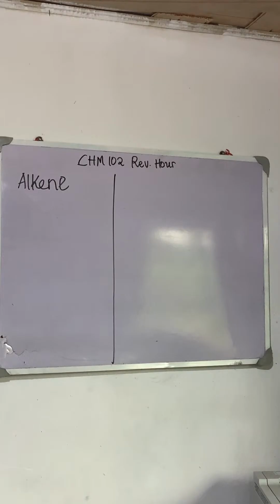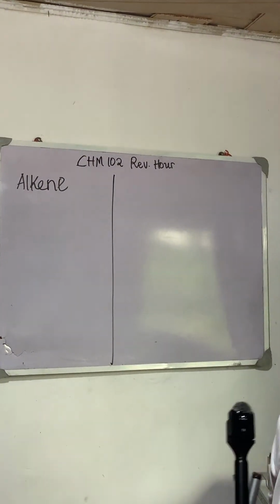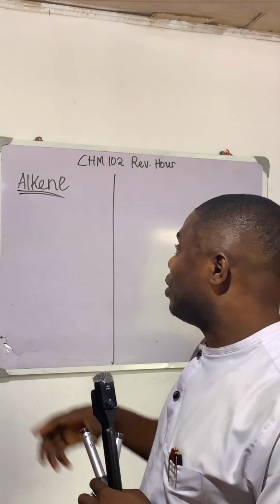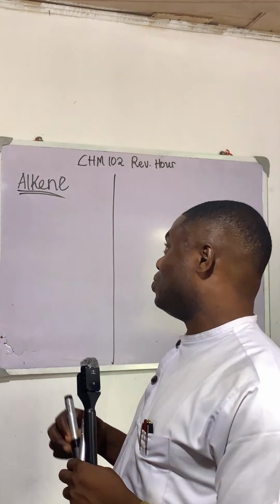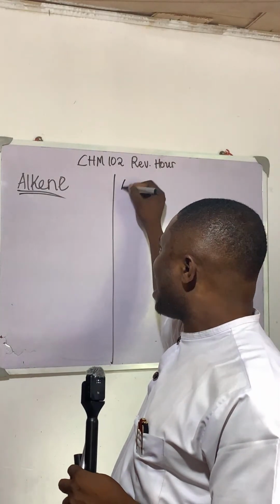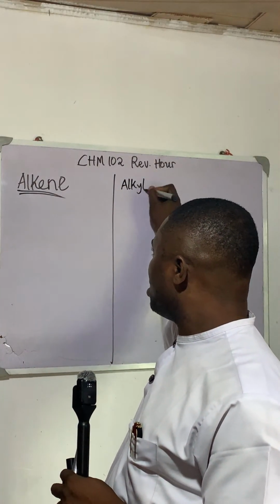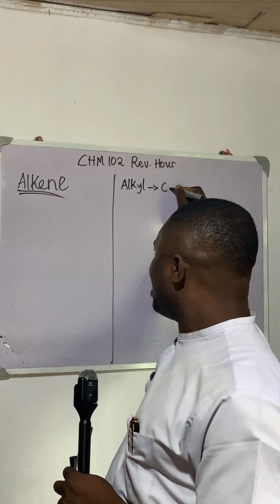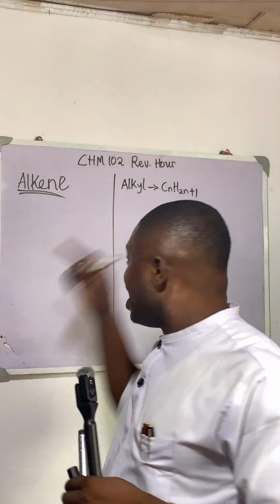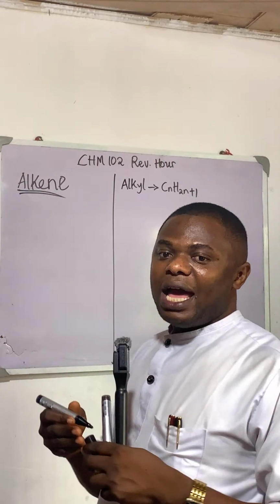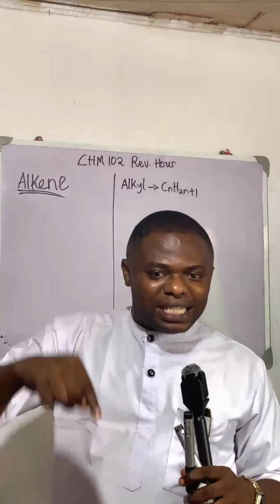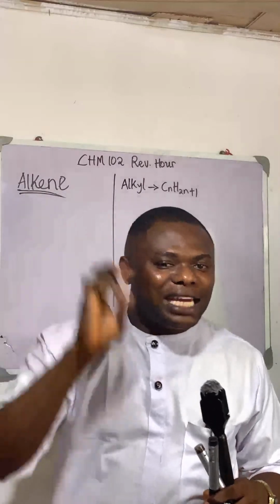Let me just drop the basic things about alkyl. Number one thing you need to know: don't forget, I said an alkane that lost one hydrogen atom is called alkyl, and the formula is CnH2n+1. CnH2n+1. So the question can come as compared to its parent hydrocarbon.